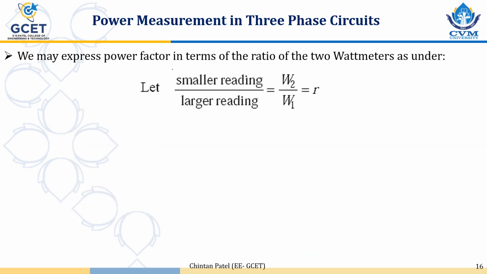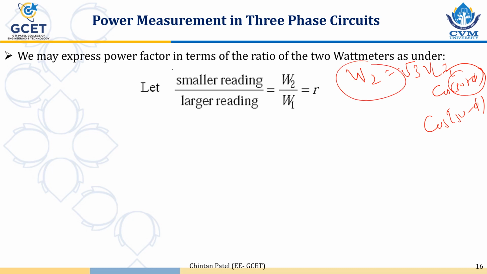Further, we may express the power factor in terms of the ratio of the two wattmeter readings. For example, the smaller reading is W2. Why is W2 the smaller reading? Because the W2 reading is root 3 VL IL cos(30 plus phi), and the W1 reading is cos(30 minus phi). As the angle 30 plus phi is greater than 30 minus phi, the cosine value will be smaller in this case. So the W2 reading is smaller than the W1 reading.